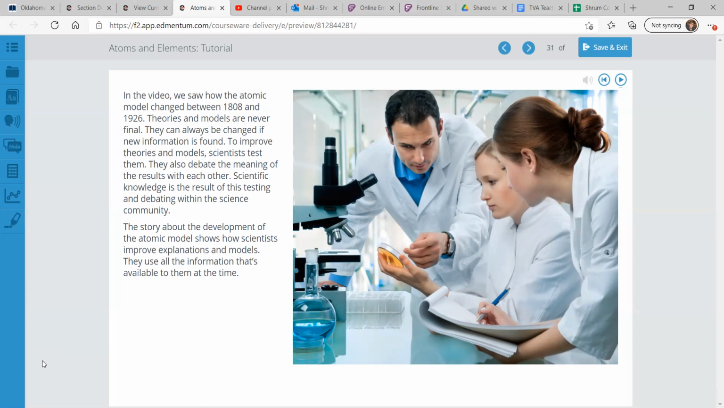To improve theories and models, scientists test them. They also debate the meaning of the results with each other. Scientific knowledge is the result of this testing and debating within the science community. The story about the development of the atomic model shows how scientists improve explanations and models. They use all the information that's available to them at the time.